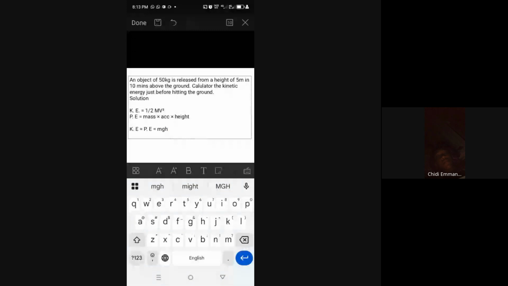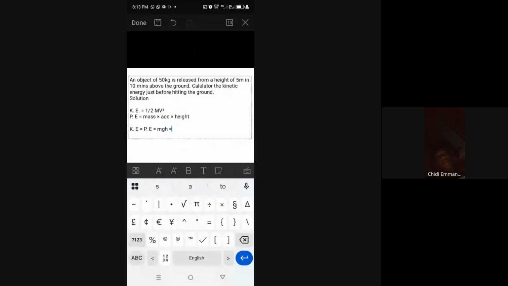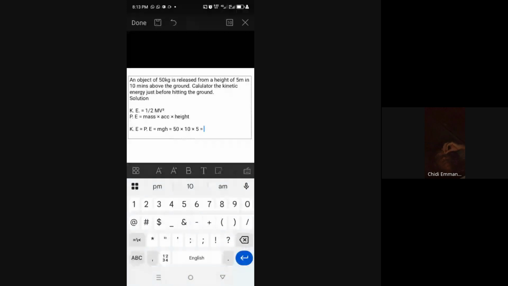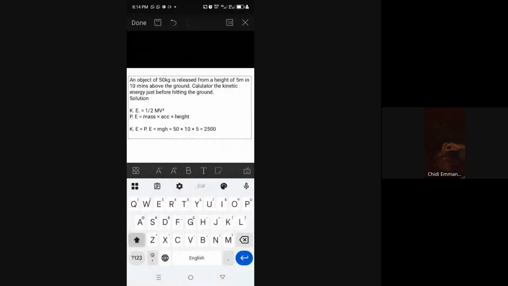So my work now will be 50 times acceleration due to gravity, which is a constant. It's always constant, 10. Then height. Height was given to be 5 meters above the ground. So that is 50 times 10 times 5. What are you going to have? That is 500 times 5. That is 2,500 joules. Very simple. You have calculated it. It's as simple as this.